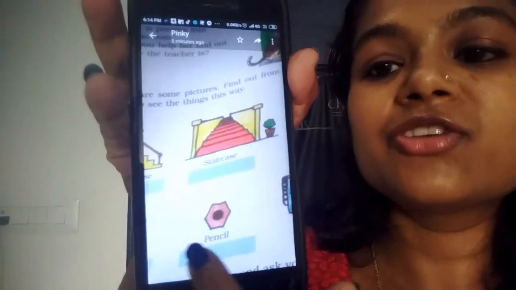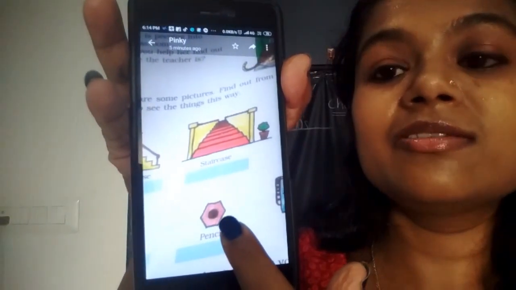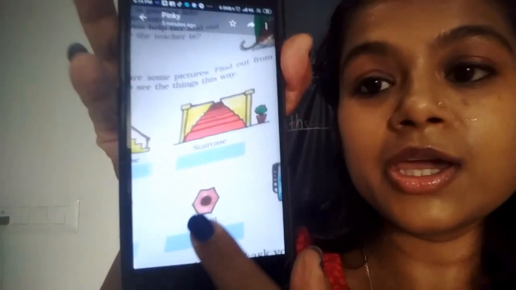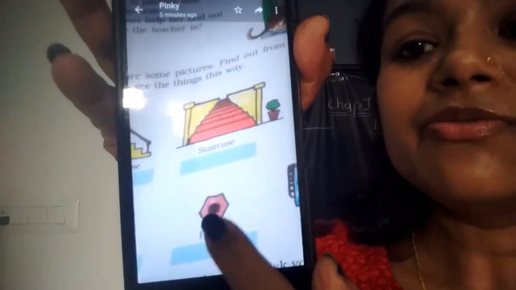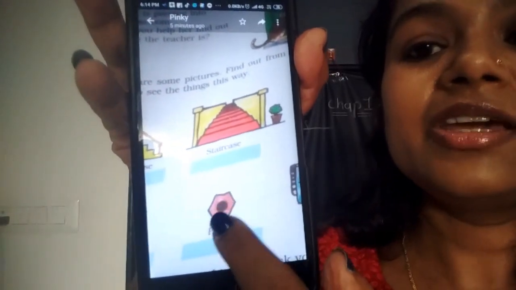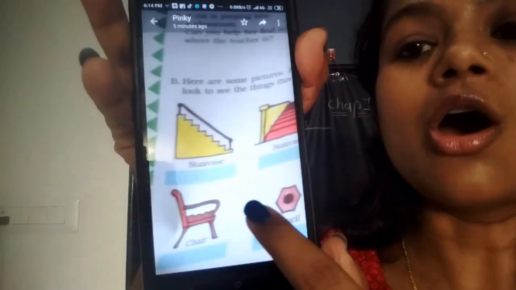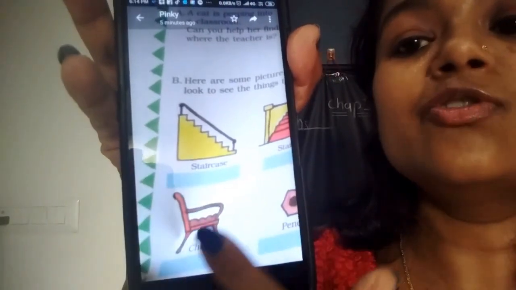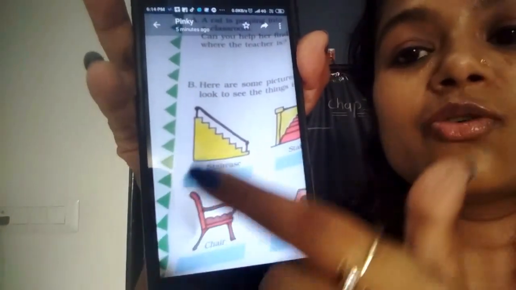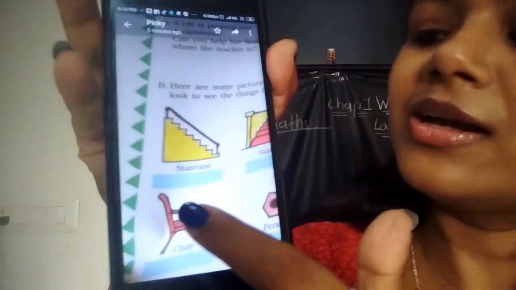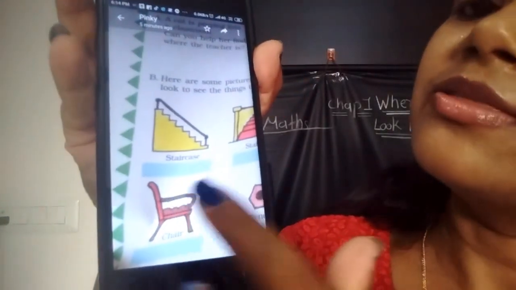Here is the picture of a pencil. This is an unsharpened pencil. We see the pencil this way when we look at it from the top, and this is the side view of the chair. When we see the chair from the side, at that time we see the chair this way.